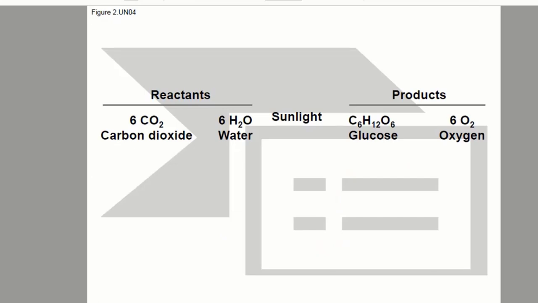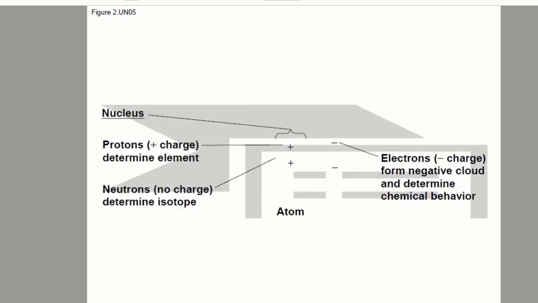So reactants and products. This is also a chemical reaction with carbon dioxide, water, and sunlight. What is this process? The process is photosynthesis. Yes, photosynthesis. We talked about this, and then we talk also about the protons.